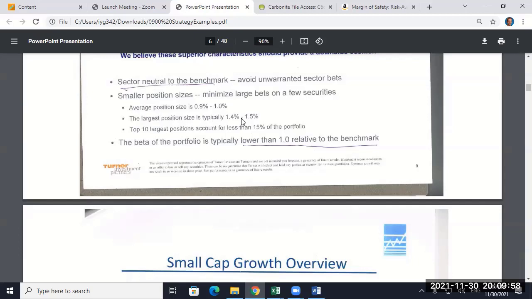Larger position sizes, the largest they'll go is 1.5%. So what don't they believe in? They don't believe in momentum, because you can't do this and believe in momentum. The beta portfolio is typically lower than 1. Okay, that's probably good. Historically, lower beta stocks have outperformed higher beta stocks until here recently.